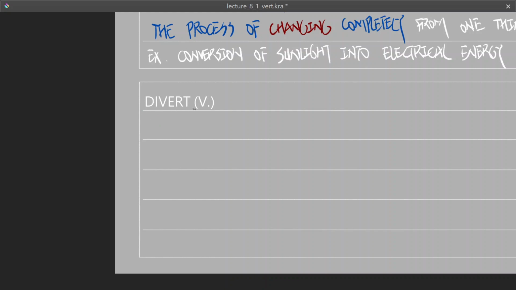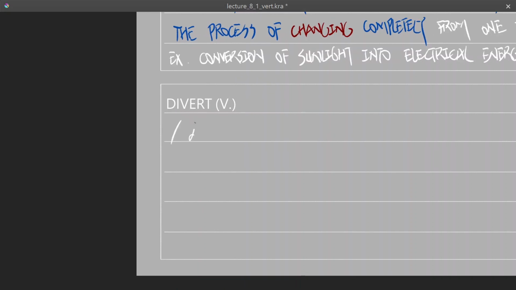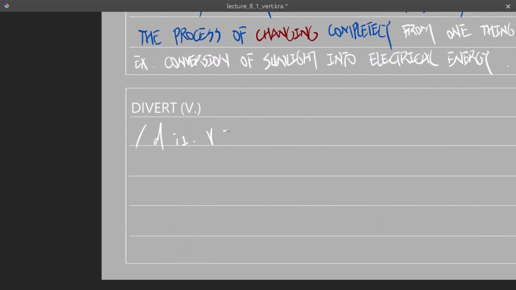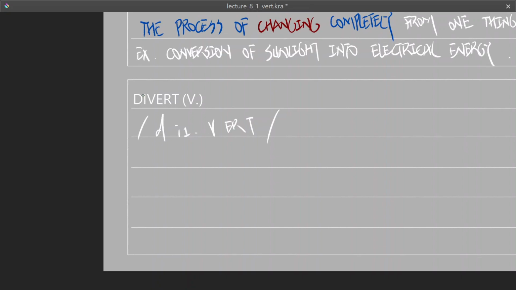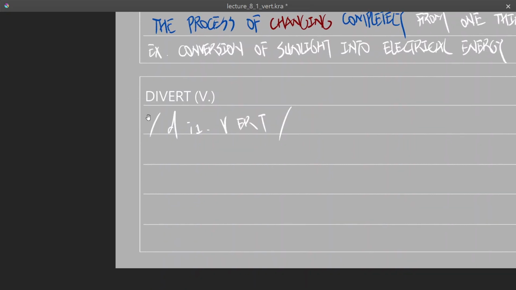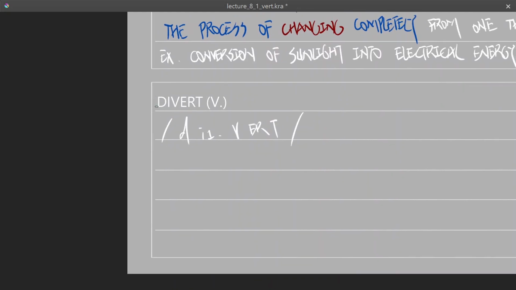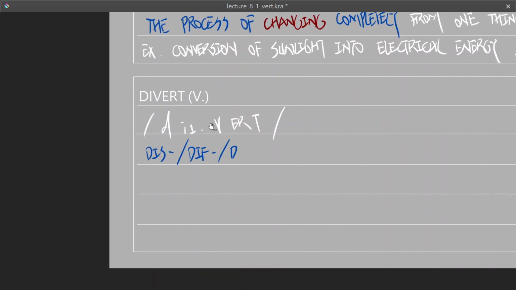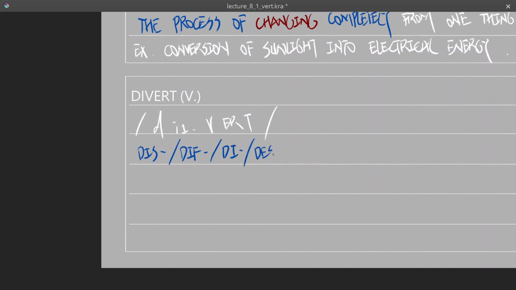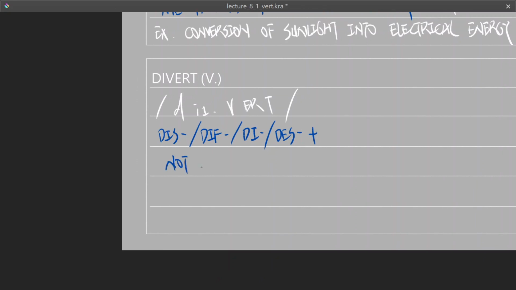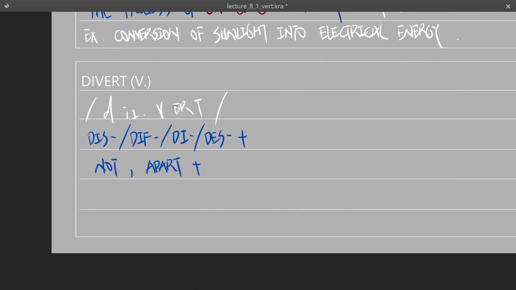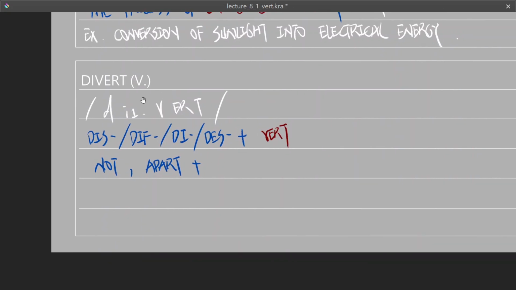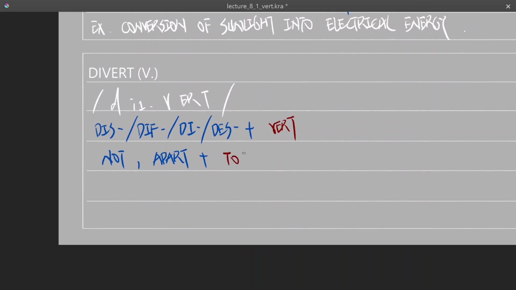For British you call it divert. Divert or divert. I stay with divert, right? For divert, we have di, which is a variant of dis, or dif. We have this di, dis, dif, meaning not or apart. And we have the root vert, meaning to turn.